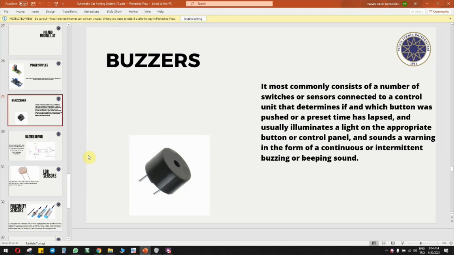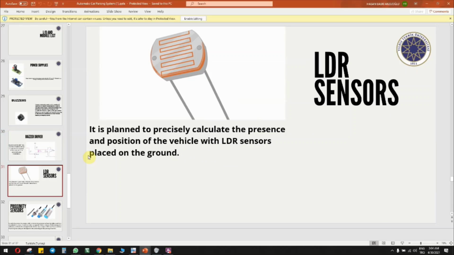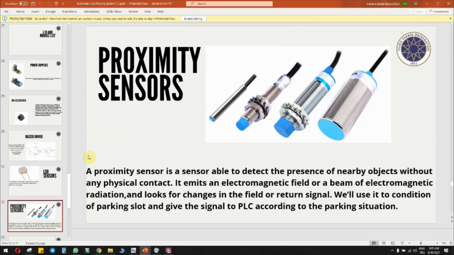The main purpose of the buzzer is to warn the drivers and direct them. Third component is the buzzer driver. The buzzer works with 12 volts. A circuit must be set up to operate this system. In this context, it's planned to use a transistor. Next component is the LDR sensors. It's planned to precisely calculate the presence and position of the vehicle with the LDR sensor placed on the ground. Last component is the proximity sensor. The main purpose of this sensor is to detect the vehicle.